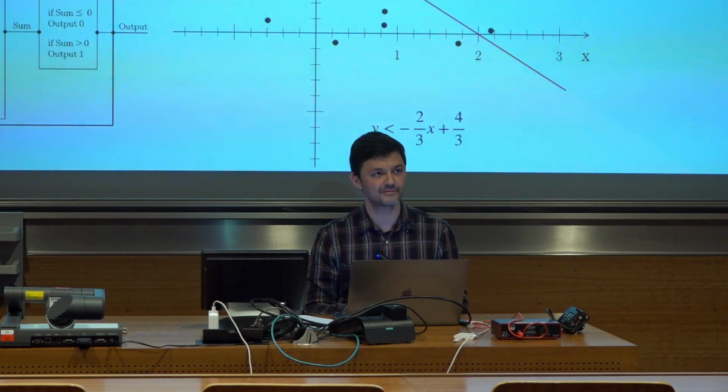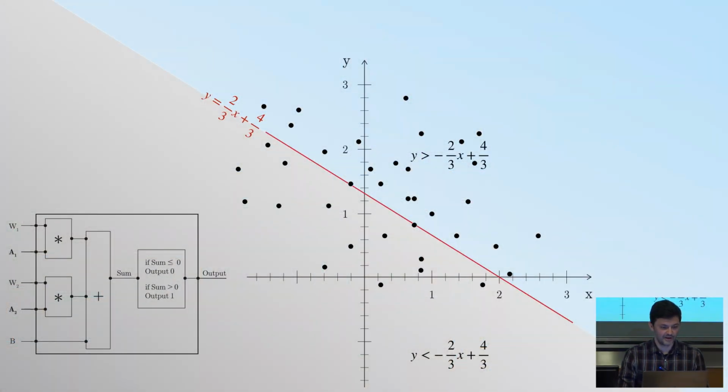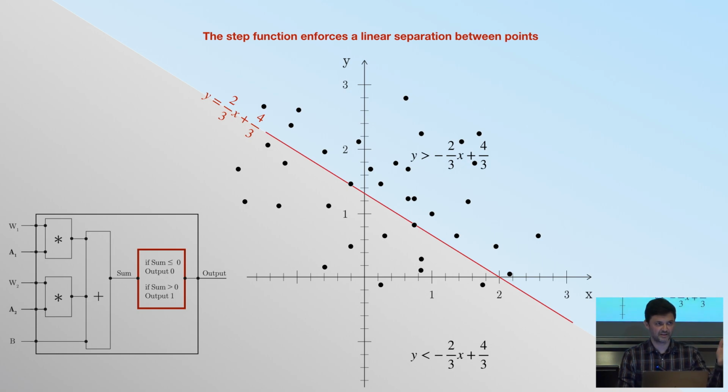Why? Because it's a binary yes or no. Okay, good. So this enforces a linear separation between points. The question is, how can we make this into a curve?